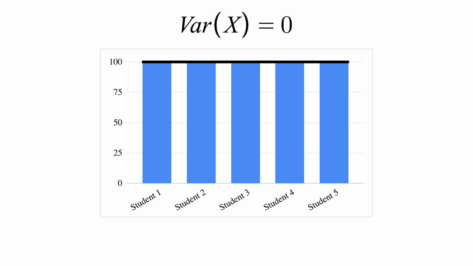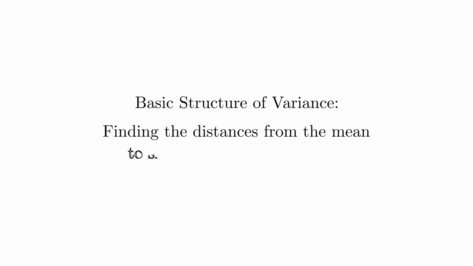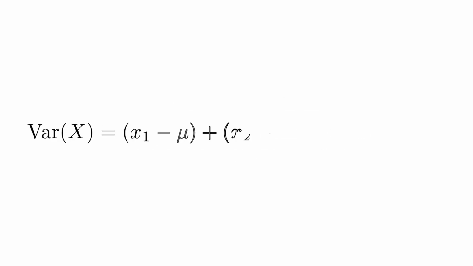So here's where variance starts to take shape. It's all about finding the distances from the mean to show how each point varies. Okay, so if we take the difference of each point from the mean and add them up, we should get an accurate measure of variance in the dataset, right? For the most part, yes. But there is still a slight issue with this.